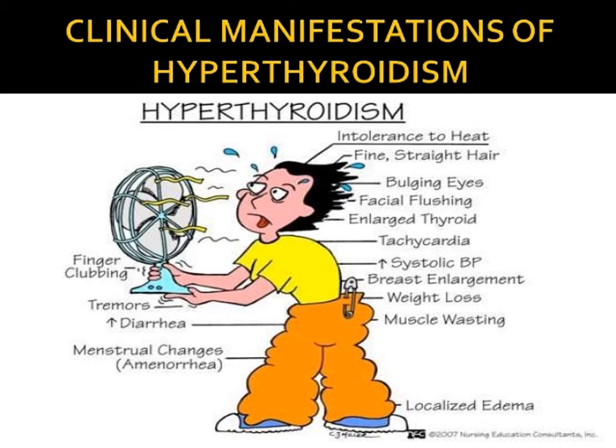So mainly the patient presents with cardiac manifestations, or overstimulation of the sympathetic nervous system, and then due to the hypermetabolic state of the body with increased metabolic response, the patient presents with those symptoms of intolerance to heat and weight loss.